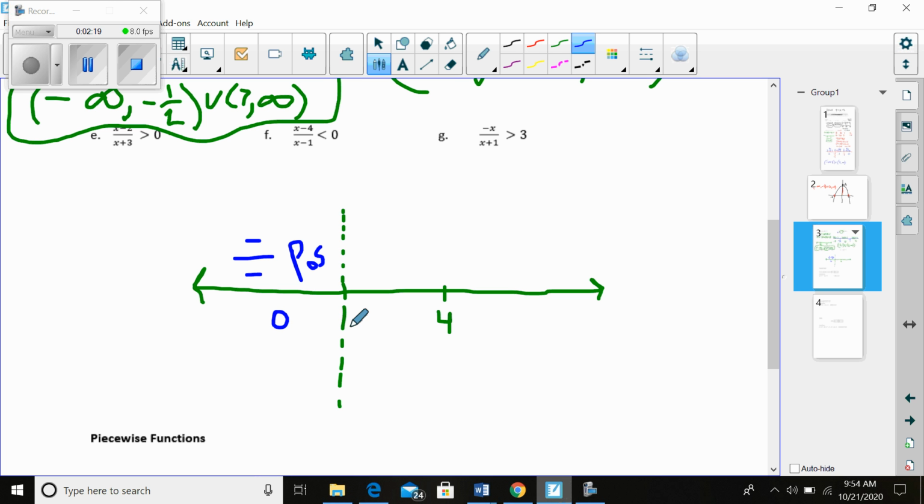And then over here, let's see, a value between 1 and 4. So let's test 2. Okay, if I plug 2 in, I would have a negative in the numerator, but a positive in the denominator. So that's a negative. Negative divided by positive is negative, which is going to be part of my answer then, because I'm looking for where this expression is negative. And then let's test 5. That would be a positive over a positive, so that would be positive. All right, so the answer to this would be 1 to 4.